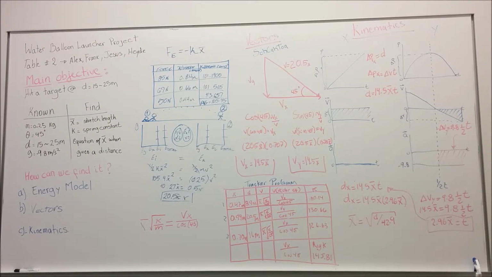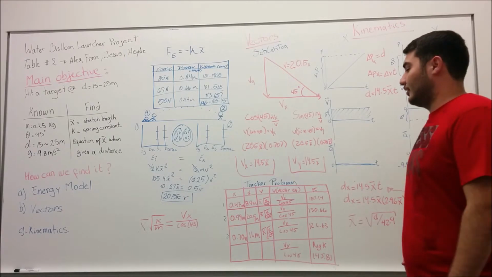Thus, all of our E internal was converted to E kinetic. So we set our E internal equal to EK, and we're able to construct a velocity equation of v equals 20.5 x bar.